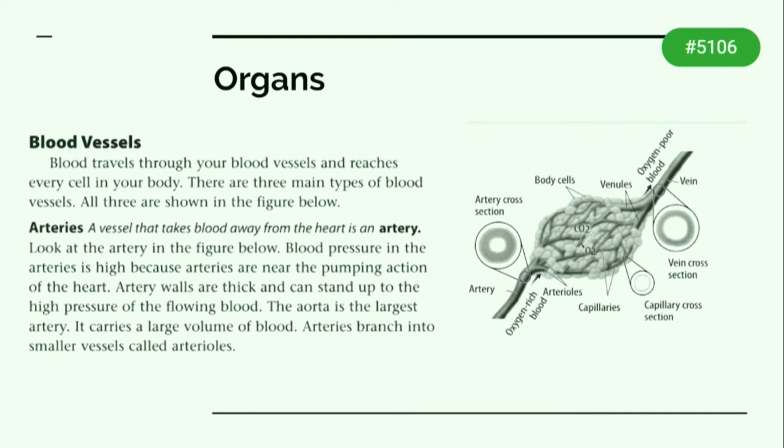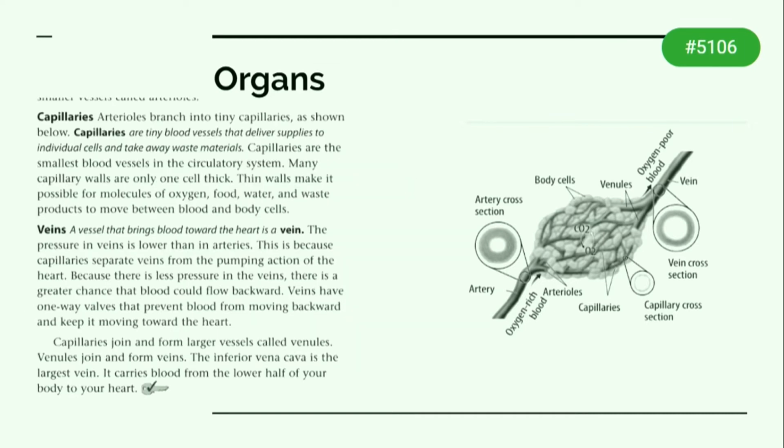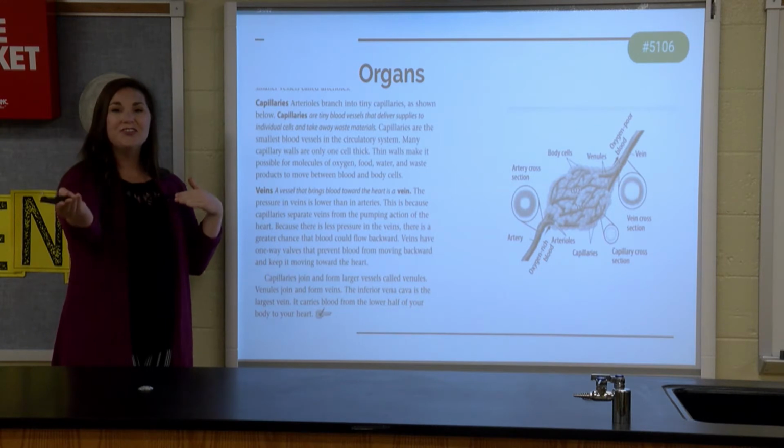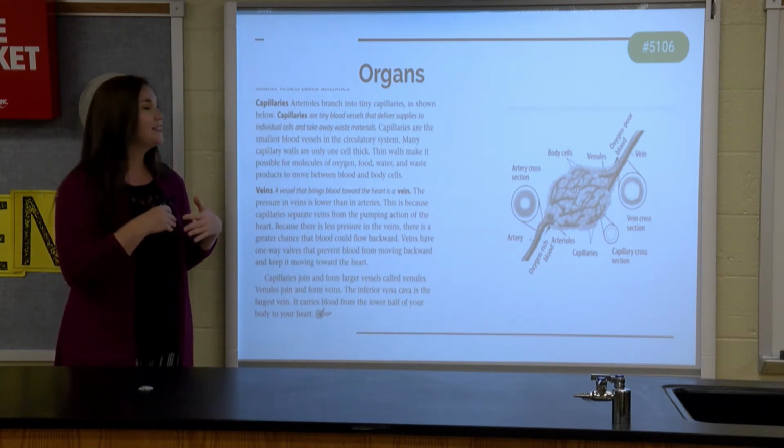Now, these vessels are very thick, and they have a really high pressure of blood flowing through them because they are closest to your heart where all the pumping action is, which is why their walls are thicker, because they have so much pressure they have to withstand. Capillaries are going to be the second type. Capillaries are like a 2-way street because they deliver supplies to individual cells, and they can also take away waste from those cells.